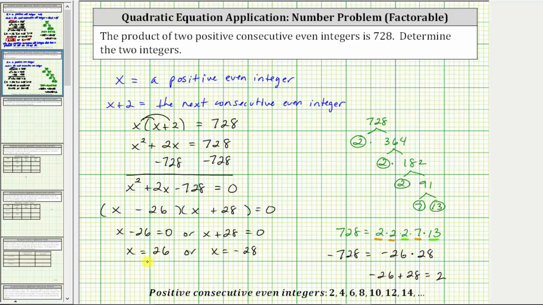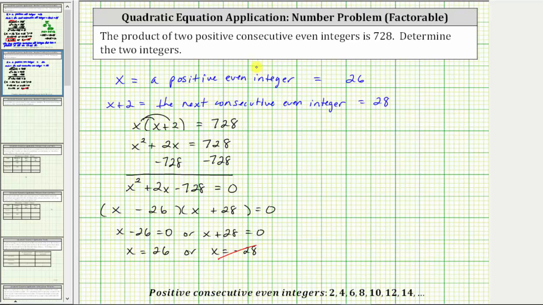So these are the two algebraic solutions to the given equation, but because we know we are looking for two positive consecutive even integers, we can exclude the negative value of x equals negative 28. So now we know that x equals 26 is the first positive even integer, and x plus 2 is the next consecutive even integer, which is 26 plus 2, which equals 28. Let's write the answer as a complete sentence. The two positive consecutive even integers that have a product of 728 are 26 and 28.